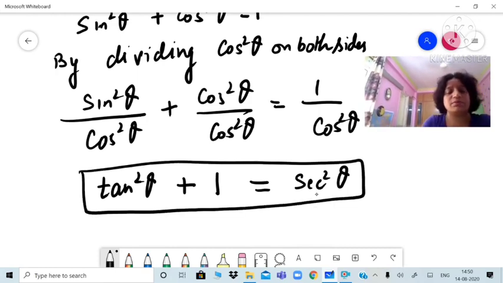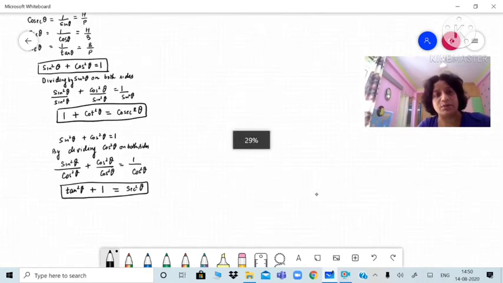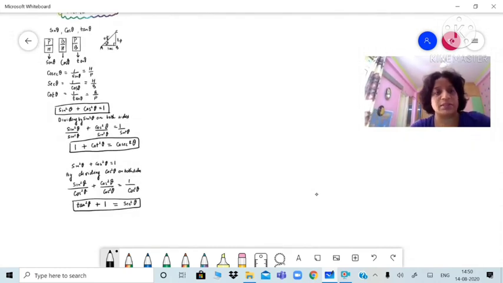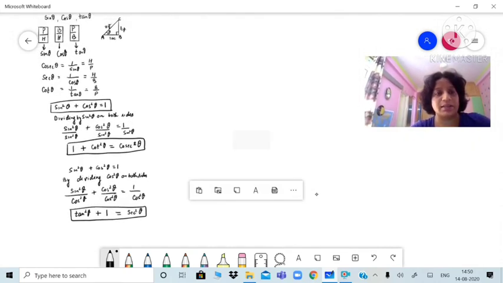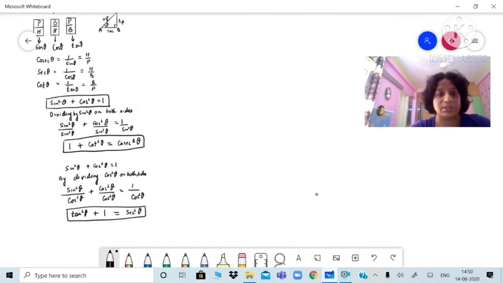So today we learned how to find out the trigonometric ratios and how to find the identities of sine square theta plus cos square theta and other identities in relation to that. So I hope you understood this concept very much.